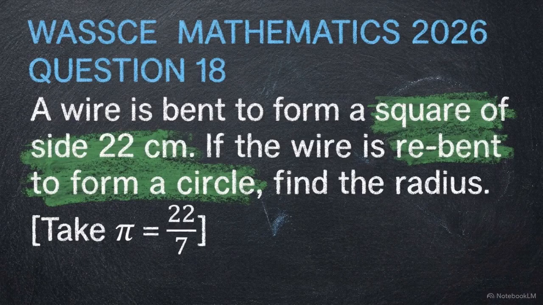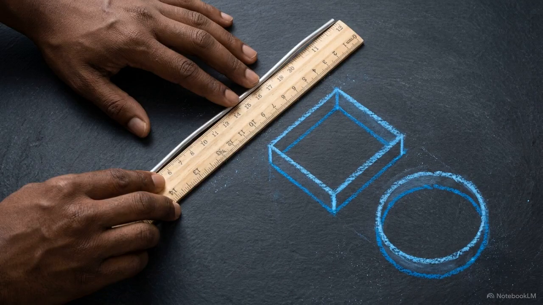We are given a square with a 22 centimeter side. The wire is rebent to form a circle, and we must calculate the new radius. Solving this doesn't require memorizing complex formulas. You just have to track one constant length across two different geometric outlines.